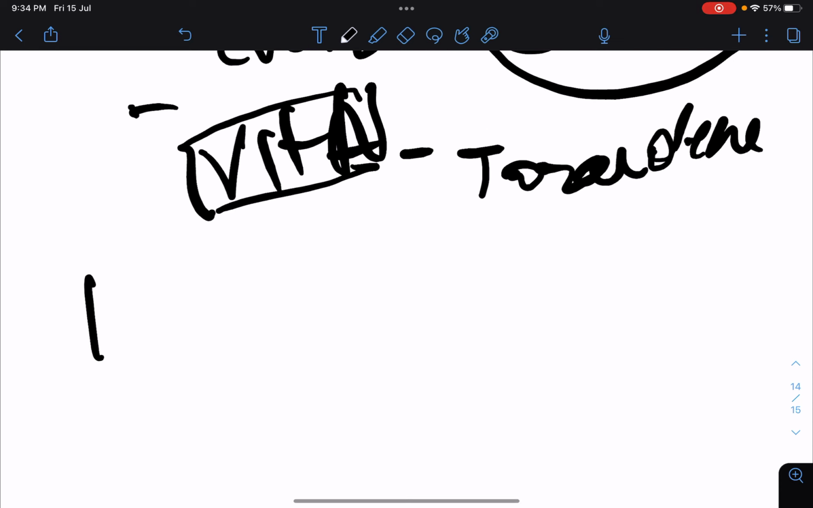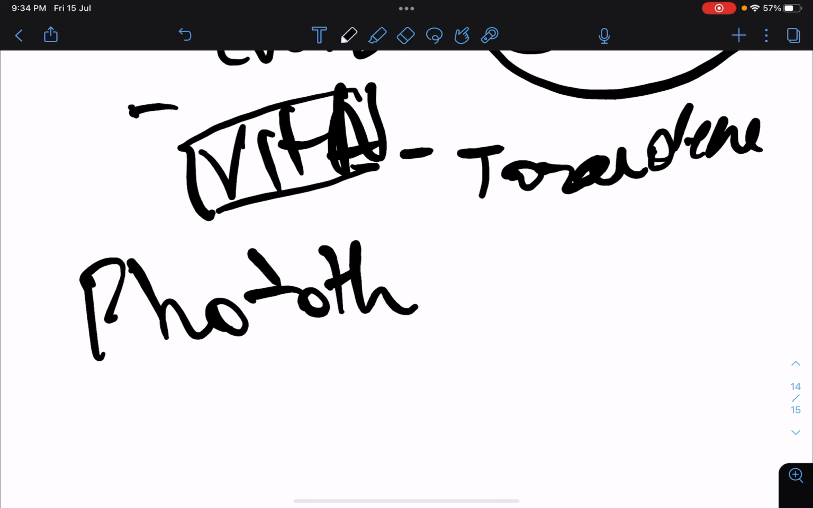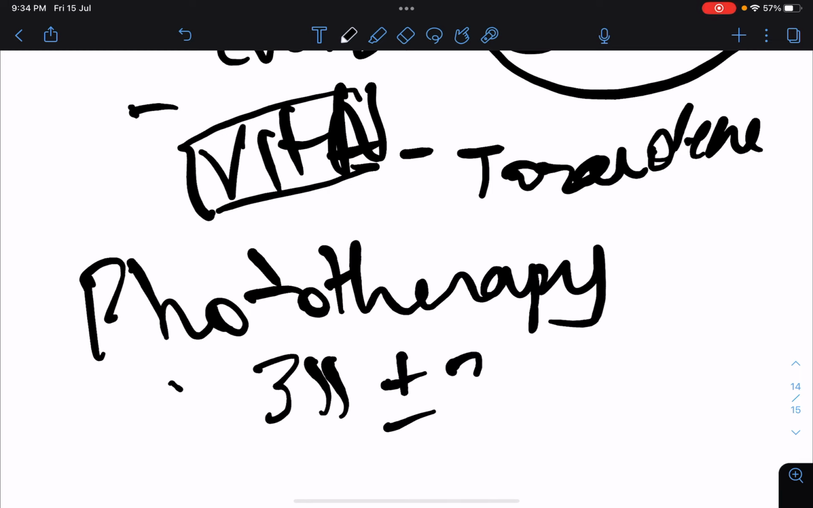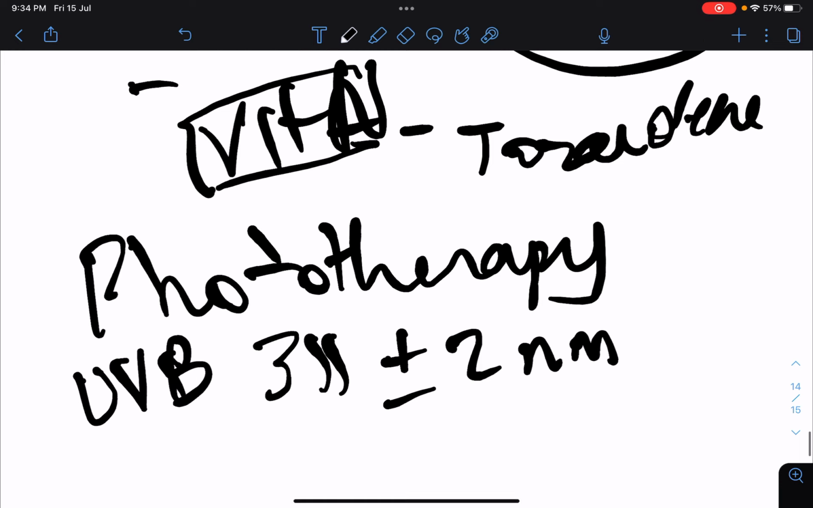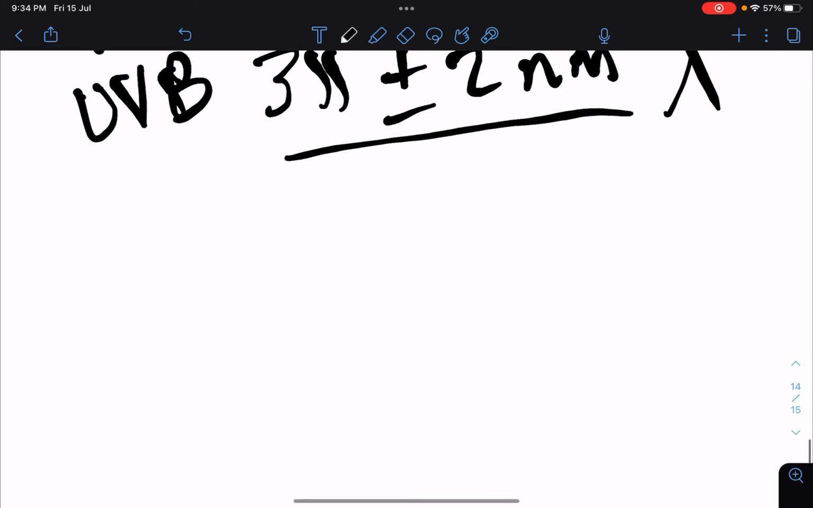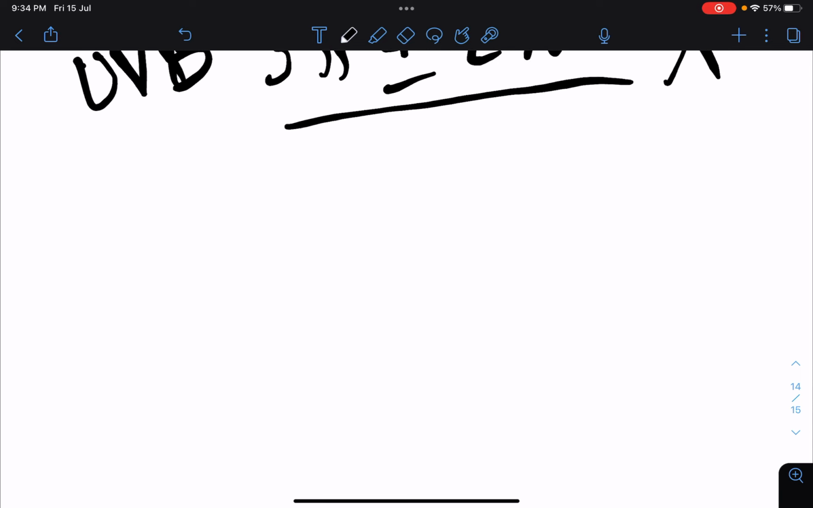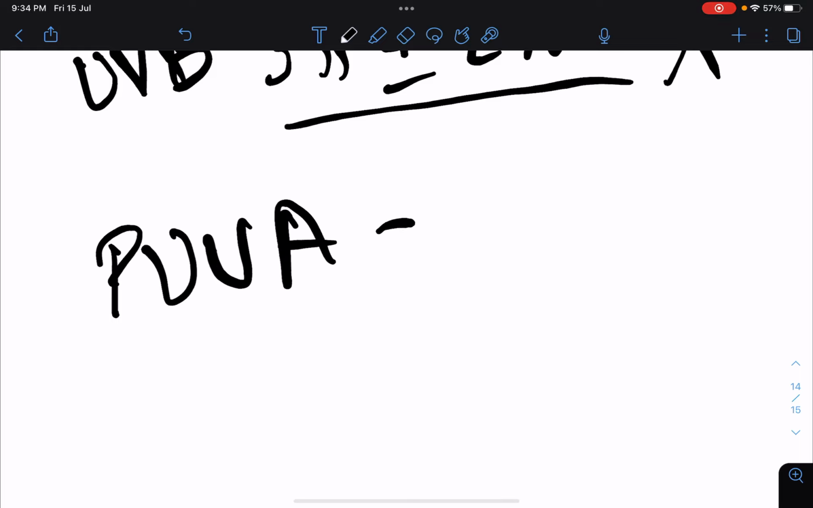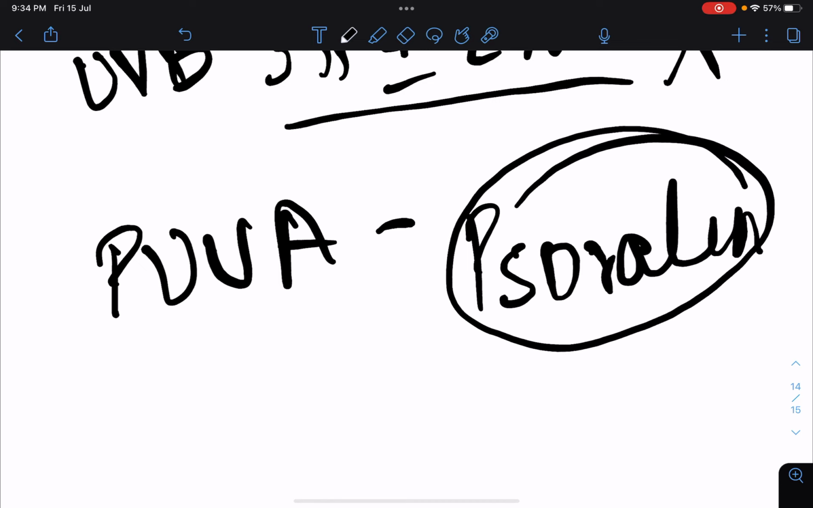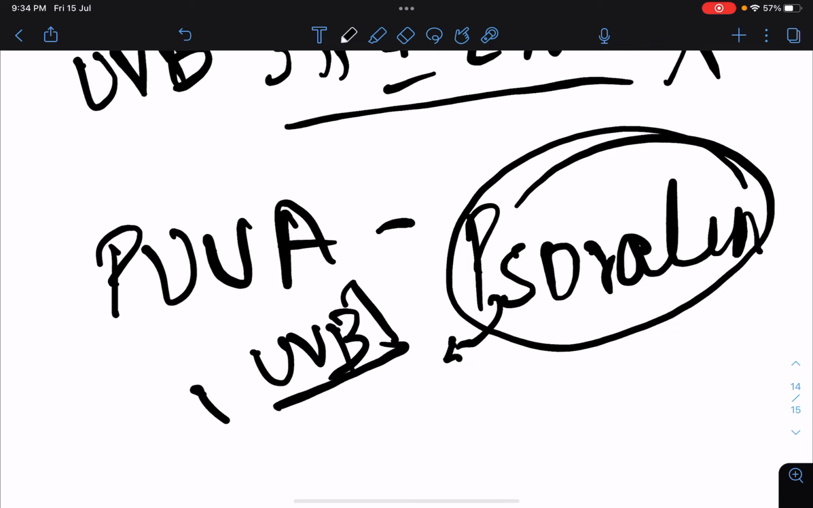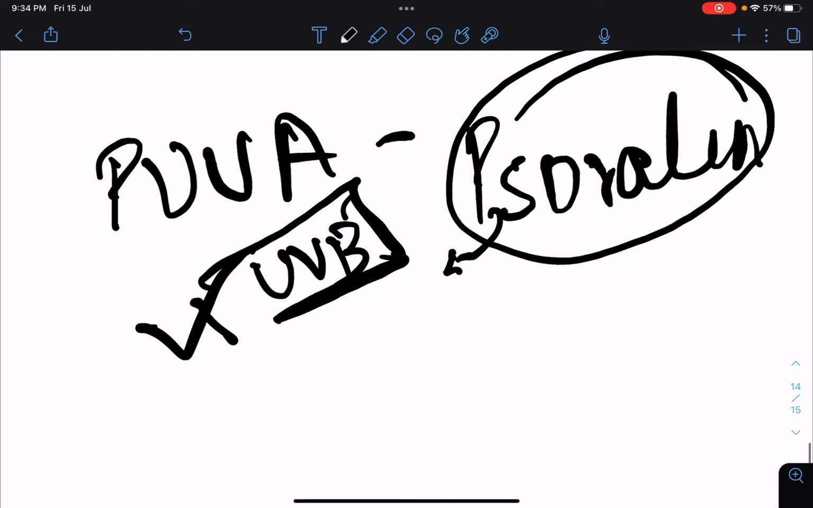So if you give tazarotene, you're going to normalize the keratinization. And you could also give phototherapy by using UVB lights having a 311 plus or minus 2 nanometer UVB wavelength. There's another method called PUVA, where you give psoralen. Psoralen is a photosensitizer, so every time you apply psoralen, your UVB penetration is going to be increased. So that's why you give psoralen.